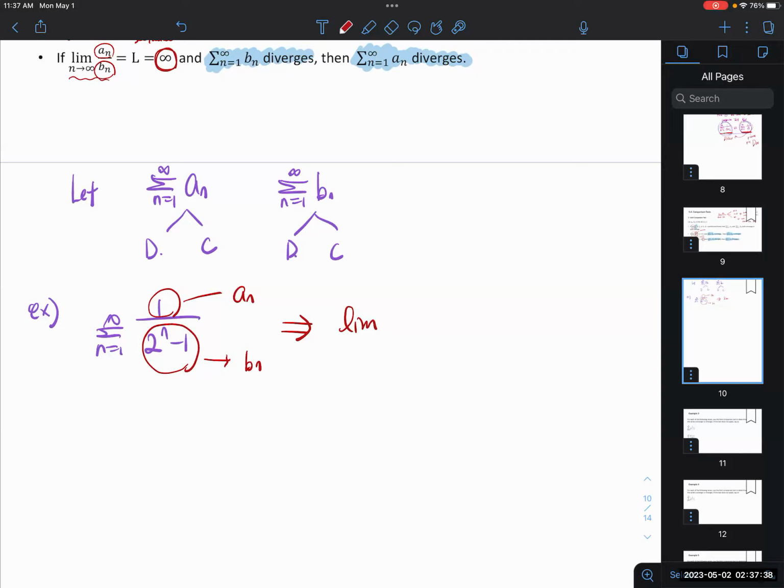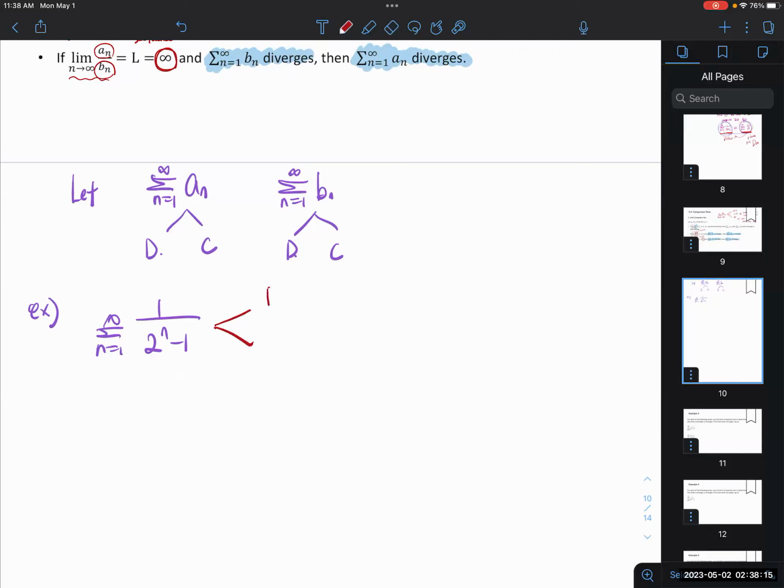So I have a little bit, 1 second. Let me just double check the limit comparison theorem. So we have 1 over 2n minus 1, and then let's say we have an over bn. So what I'm saying is, let me double check. I have a little bit of a typo. Let me just go back to the question.